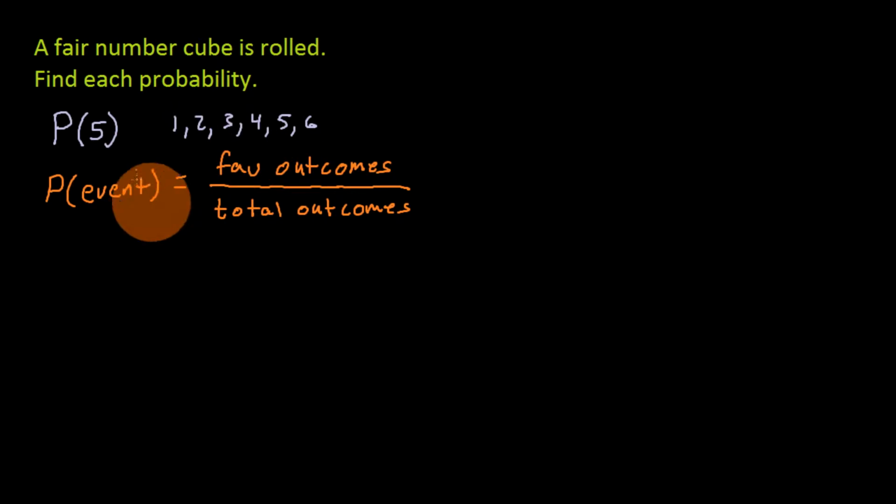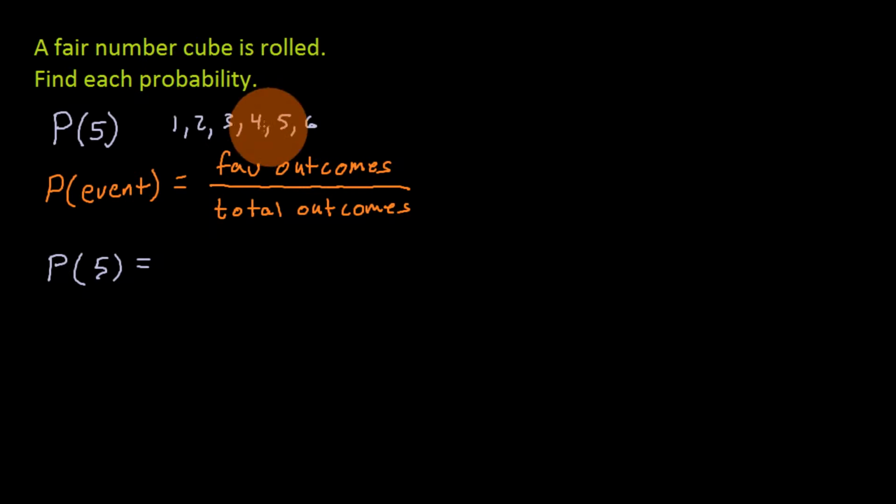Alright, now we can set up our problem here. So we have the probability of rolling a 5, that's our event. So I'm going to rewrite that below. Let's just go back to our purple color here. So the probability of rolling a 5 is equal to the number of favorable outcomes. Well, how many favorable outcomes are in my list here? I'm looking to roll a 5, and I only see that 5 appears one time here.